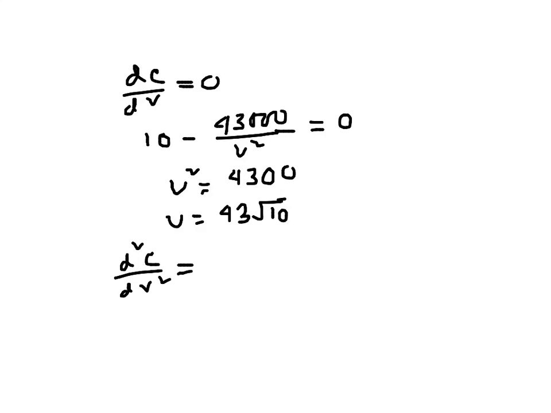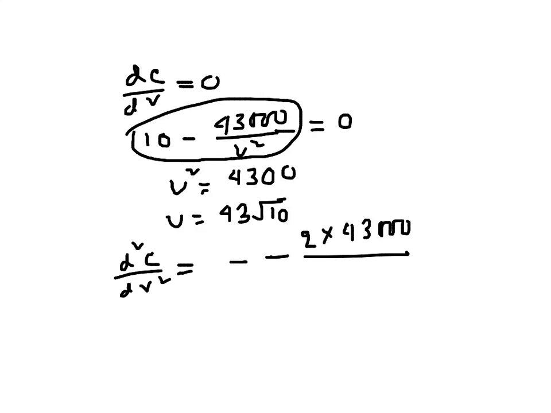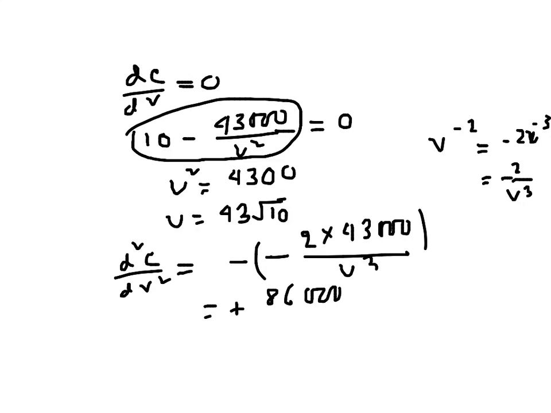Now whether this is a minima or maxima, in order to find that we should find d square C over dv square. Since this part is dC over dv, if we find the second derivative, v to the power minus 2 becomes minus 2 v to the power minus 3, so minus 2 over v cube. This minus becoming plus, 86,000 over v cube.